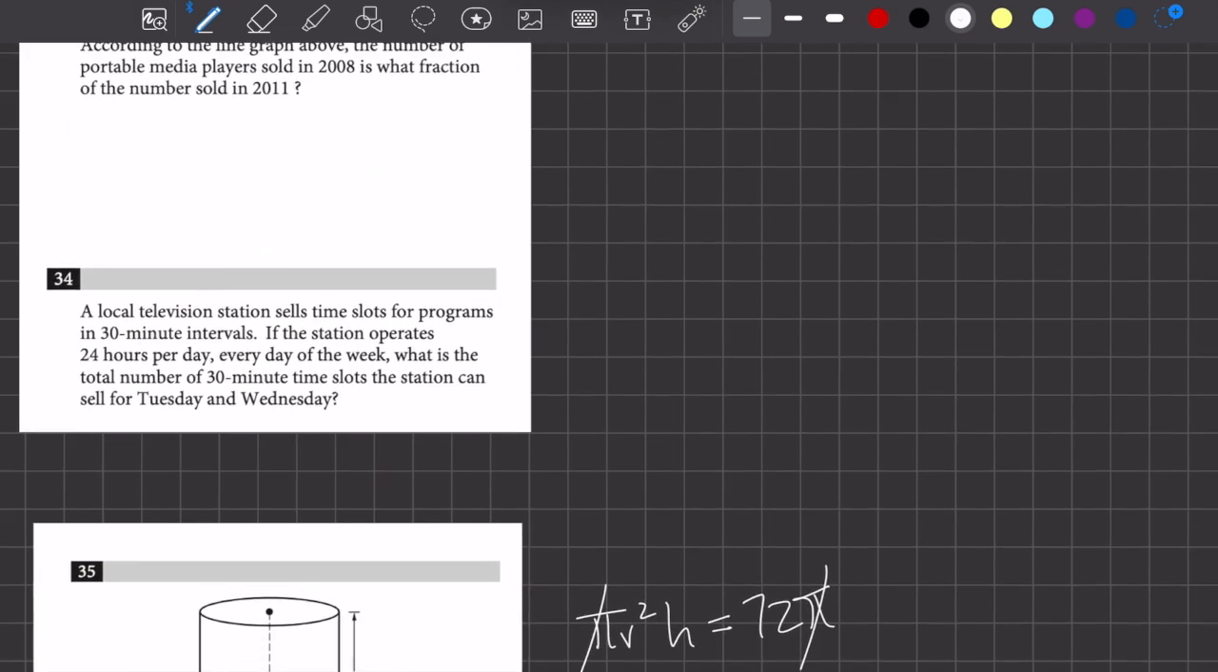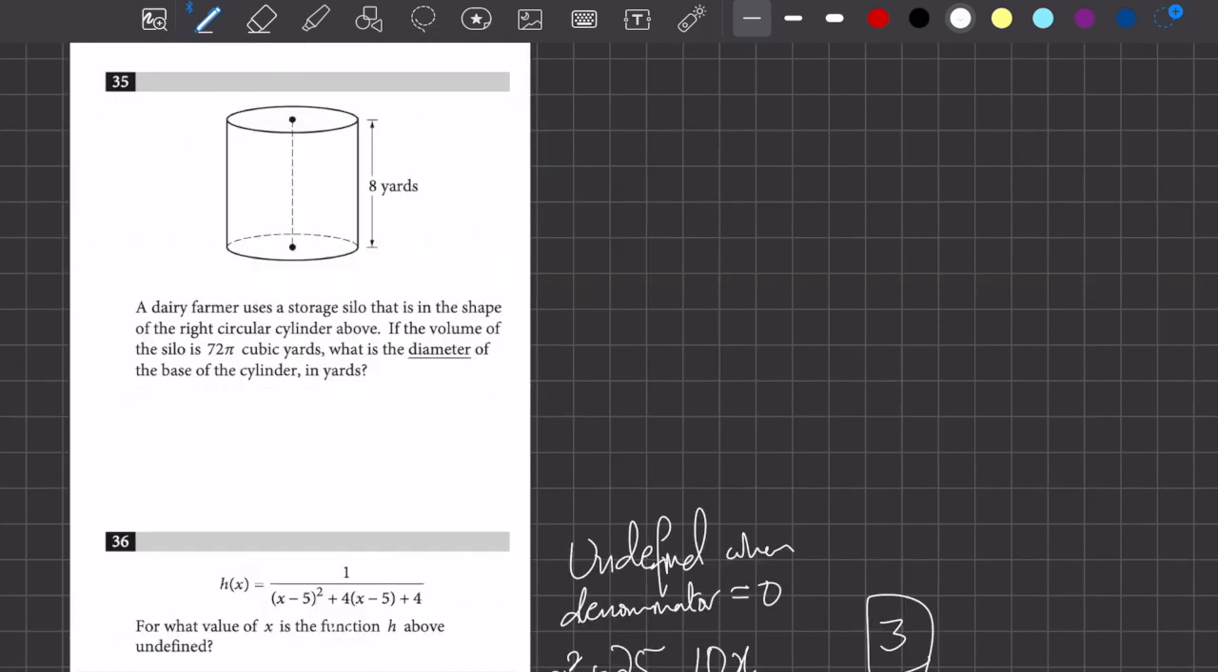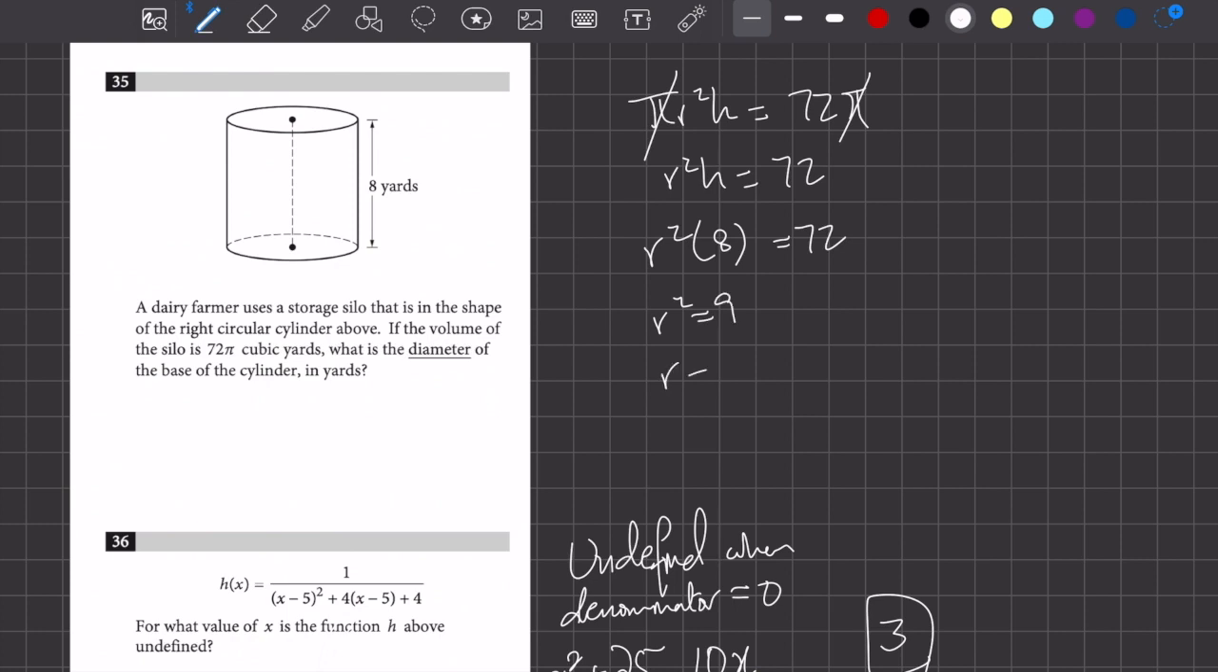Question 34 asks for the number of half-hour intervals in 48 hours. So simply dividing 48 by 0.5 gives 96 as the answer. In question 35, we are given a cylinder. The volume of a cylinder is pi times r squared times height, which equals 72 pi here. Solving this gives r equals 3. Diameter is double the radius, so the answer is 6.